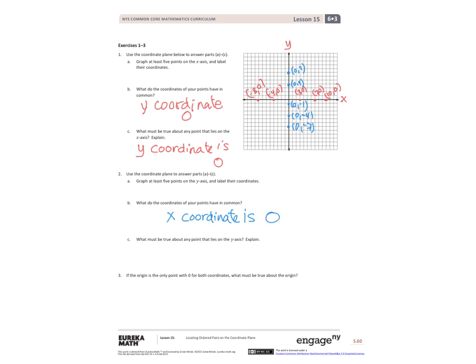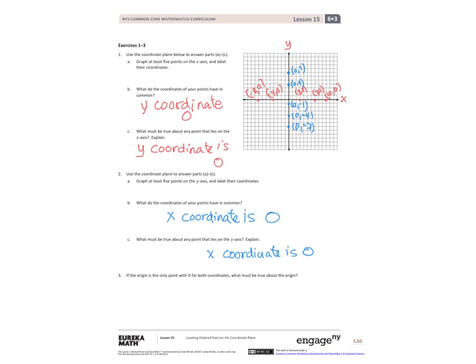What must be true about any point that lies on the y-axis? Well, the x-coordinate is going to be 0. It can be above or below that x-axis, but the first coordinate will be 0.